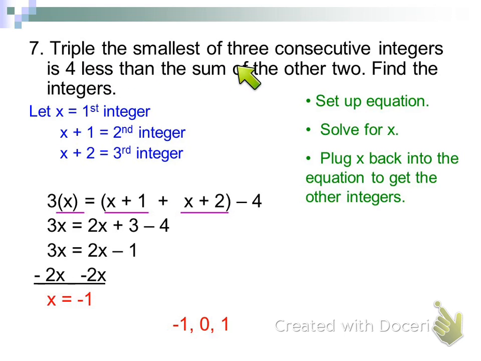Now, I'm going to reread this and see if it makes sense. Triple the smallest. So that would be 3 times this one. That'd be negative 3, right? And then they want us to add these two and subtract 4 from it, which would be negative 3, right? 0 plus 1 is 1. Take away 4 is negative 3. So this does make sense. Kind of a tricky one. But when I stop and think about it, it works. Any questions?